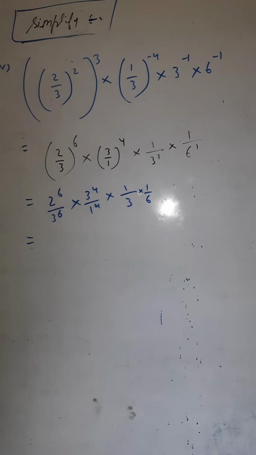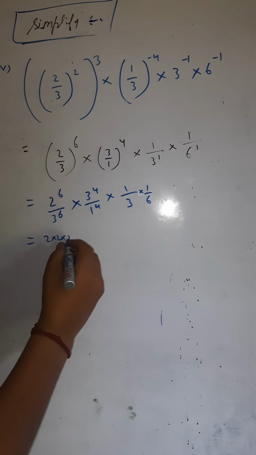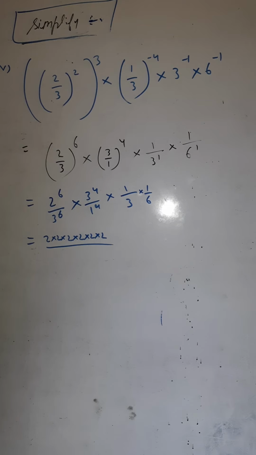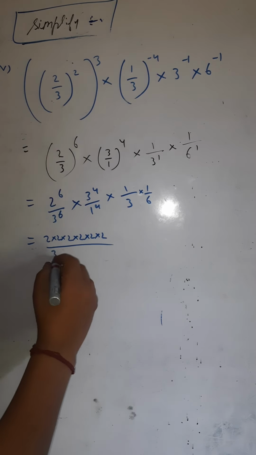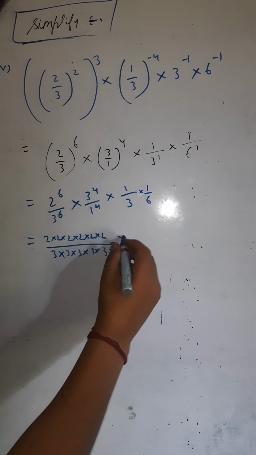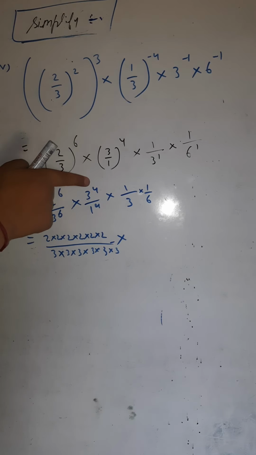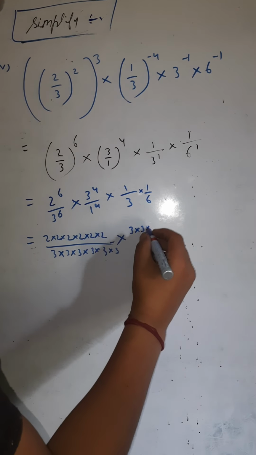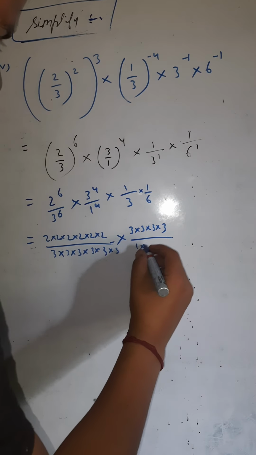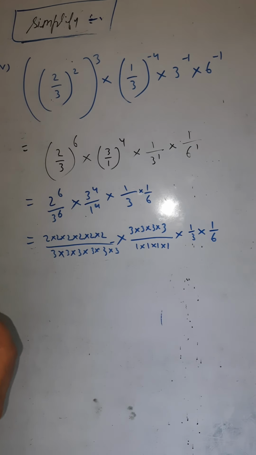Very good. Now, 2^6 implies you have to multiply this 2 six times: 1, 2, 3, 4, 5, 6. Similarly, 3^6, you have to multiply this 3 six times: 3, 3, 3, 3, 3, 3. Then 6 is here. Similarly, 3^4 is here, so this 3 is to be multiplied 4 times. So I can write it as 3 multiplied by 3 multiplied by 3 multiplied by 3. Similarly, downside, 1^4 means 1 is to be multiplied 4 times. It is 1 by 3 then, and 1 by 6 is there.